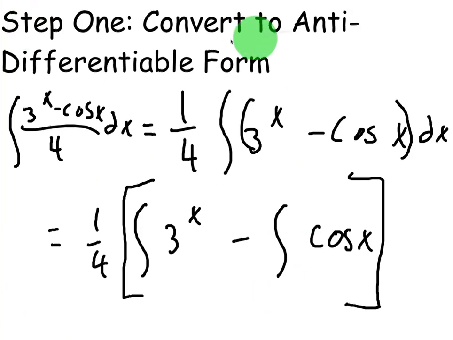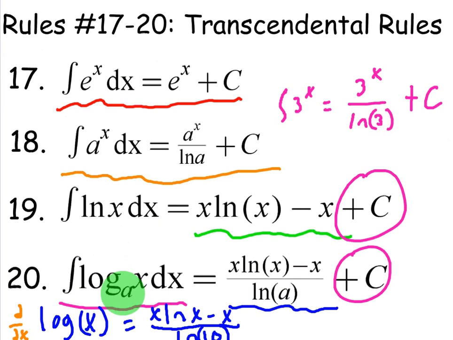Step 1, we want to convert this to anti-differentiable form like we've been doing for the other ones. Quickly, you can see that dividing by constant, you can just move it out front and make it 1 over 4. So now it's 1/4 antiderivative of 3 to the x minus cosine of x. We can then split that up into two different antiderivatives. Like I said before, antiderivative of cosine is sine. Antiderivative of 3 to the x we just talked about. We will be using this rule up here. So it'll be 3 to the x over natural log of 3 plus c.